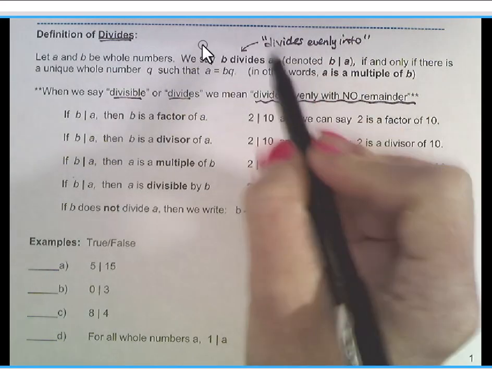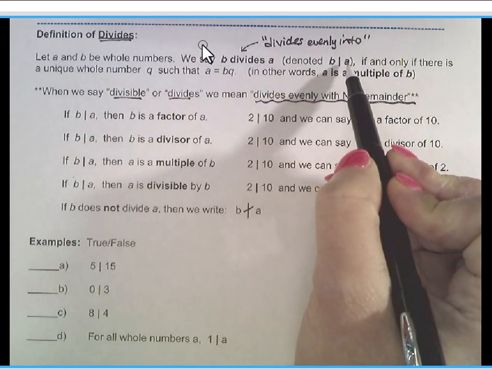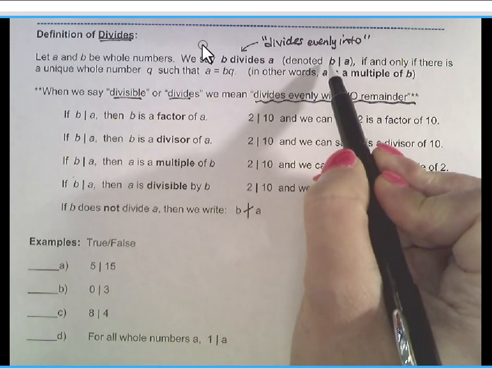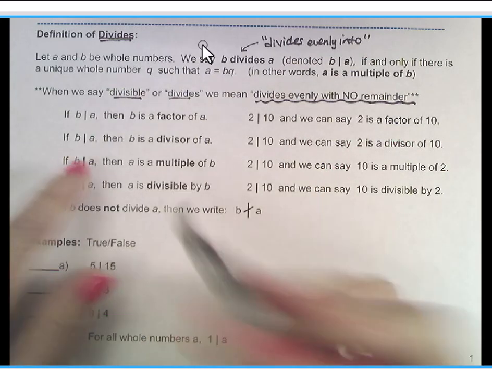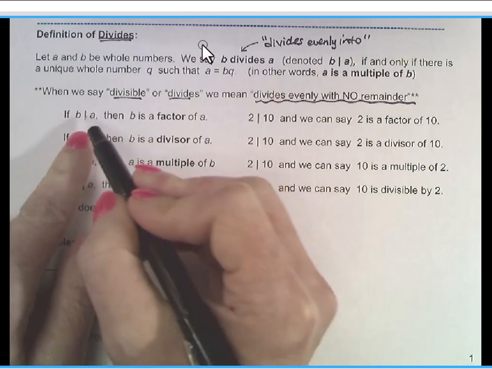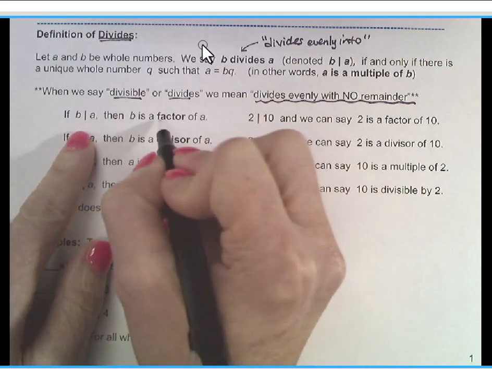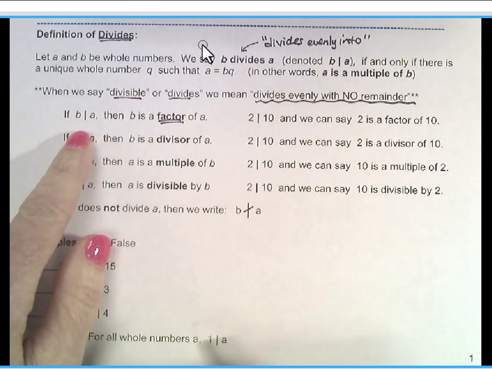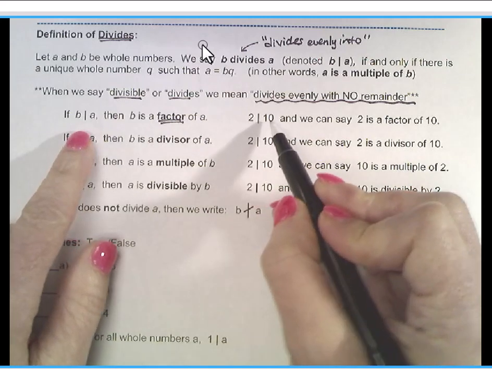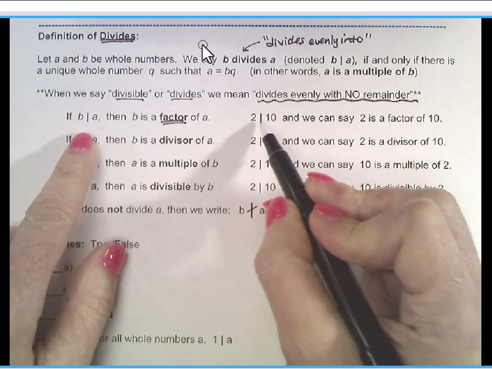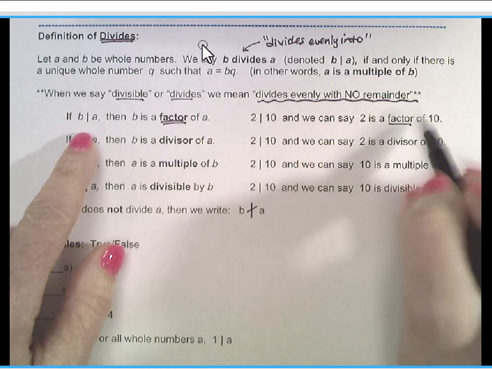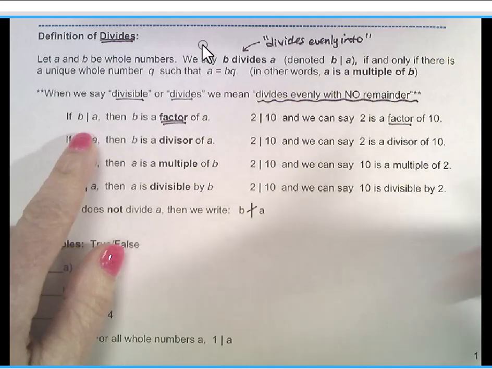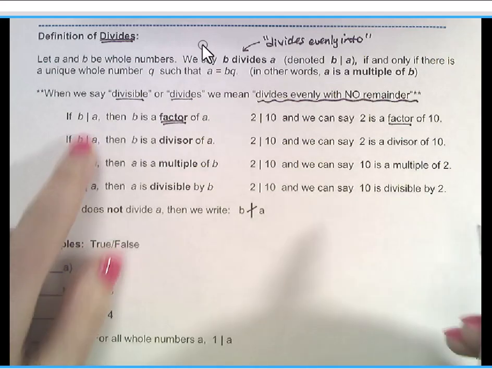So the second number, A, is usually going to be either equal to B or larger than B. So it's usually a small number that's dividing into a larger number. So a couple more definitions here. If B divides A, then we say B is a factor of A. So for example, 2 divides evenly into 10, right? So we say 2 divides 10. And we can say that 2 is a factor of 10 because it divides evenly. That's what a factor is, something that divides evenly into another number.